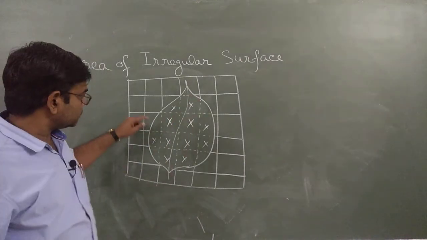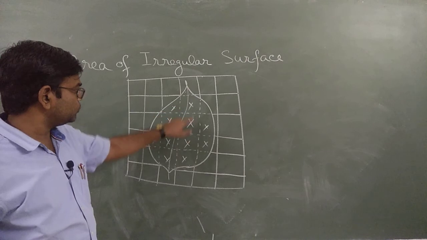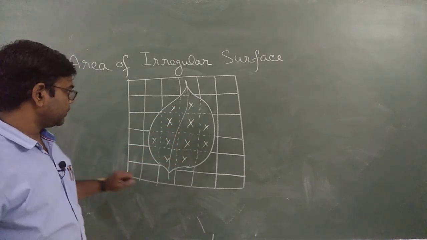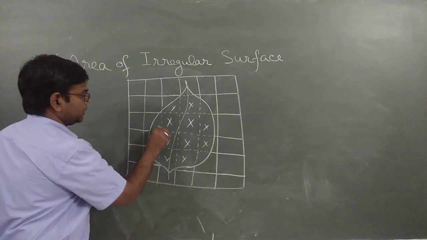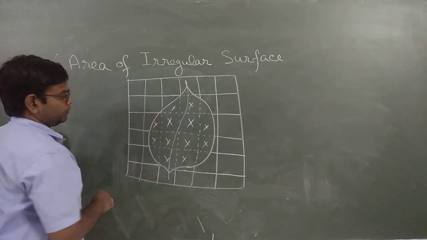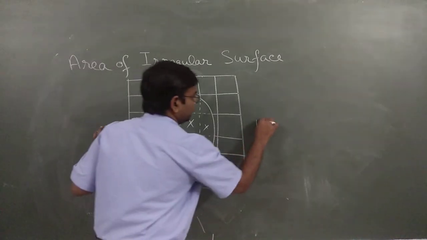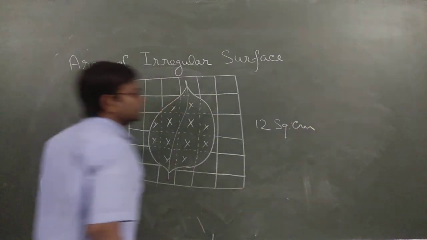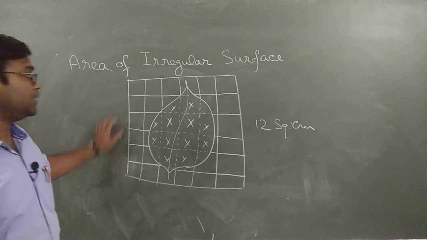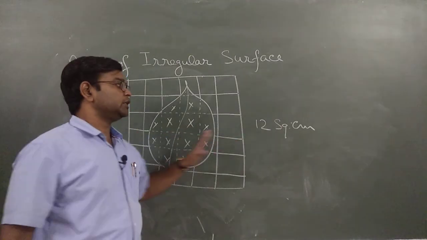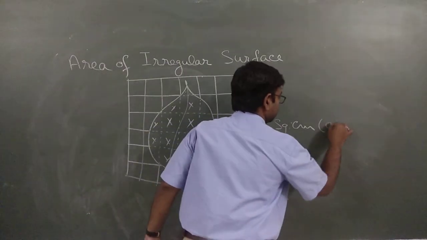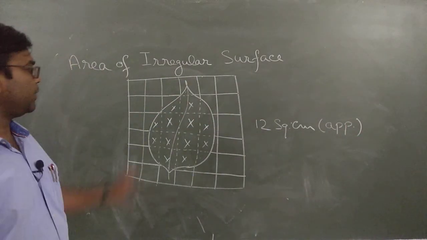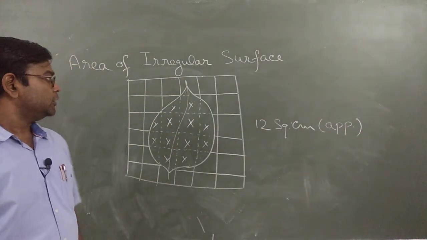So how many complete boxes do we have? 1, 2, 3, 4, 5, 6, 8, 9, 10, 11, and these three we can consider one box. Nearly about 12 square centimeter, because the graph is in centimeter unit, so it's 12 square centimeter, but this is not exact, it's an approximation. So likewise, we can easily find the area of irregular shaped bodies. So that's all for today.